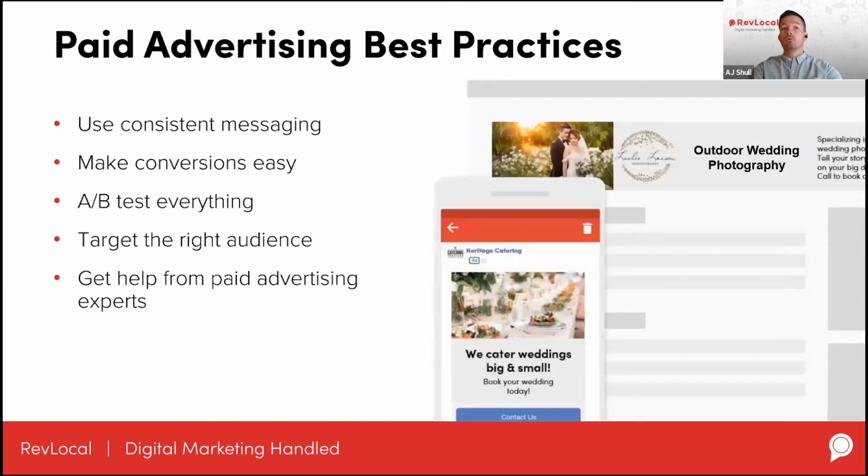So I'll go into a little bit more detail, but some best practices for paid advertising is the message needs to be consistent. You want to make that conversion very easy. So a great way to do that is to set up a landing page that's specific to the type of ad that I'm clicking on. What you don't want to do is create an ad on Google, and then when they click through on that ad, it just goes to your home page where you have all this different information going on that's not relevant to what I'm looking for.